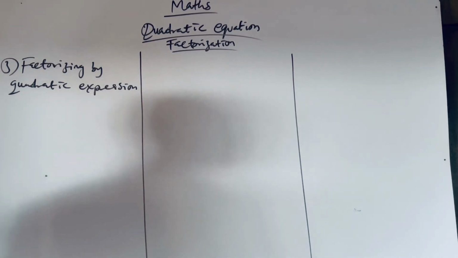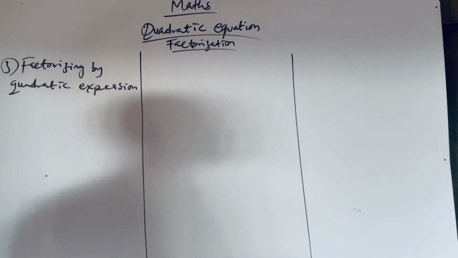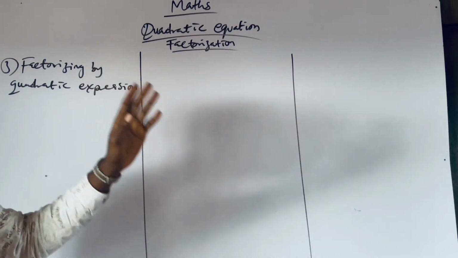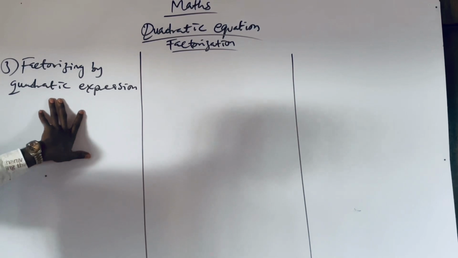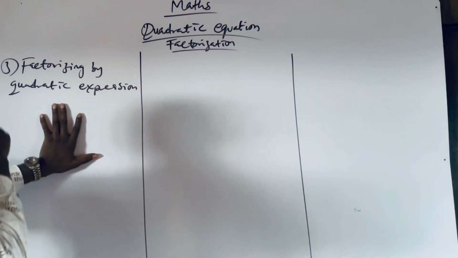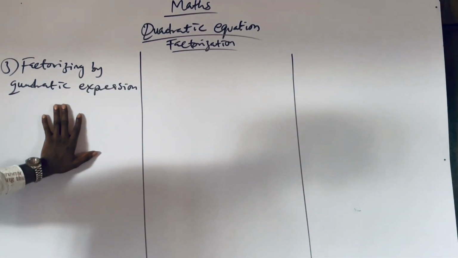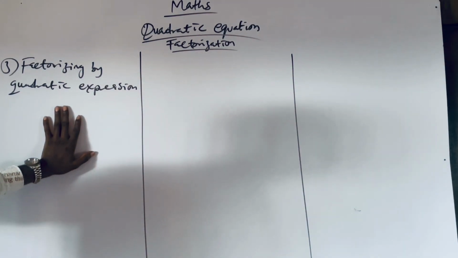Don't forget that in our last class, when we started, we did factorizing by taking out common factor, by grouping of terms, and then we entered factorizing by quadratic expression. After that, we moved over to factorizing by difference of two squares. The last but not the least of our types of factorization is factorizing by perfect square, or you say factorization of perfect square. Do you get that?